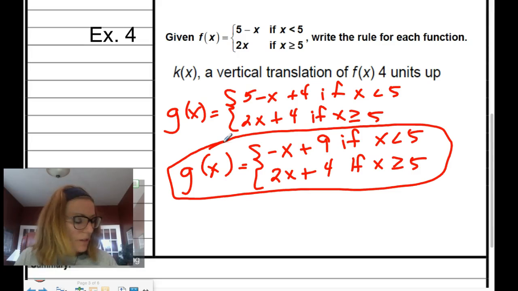Just double checking everything. Everything looks good to me. I don't have Miss Boyd as my double check. So all we did when we did a vertical translation, we just added 4 to the back end of the function, and we did not change the interval at all.